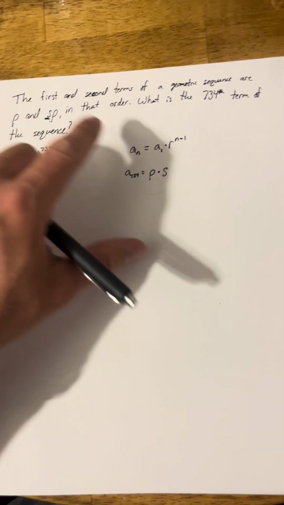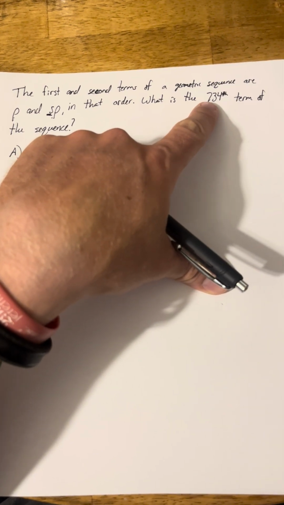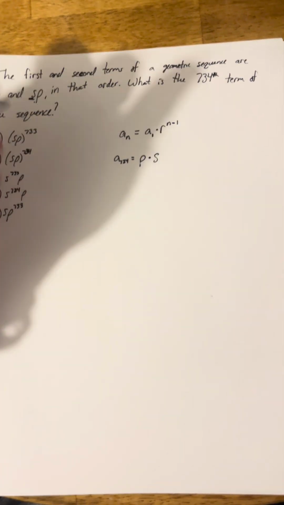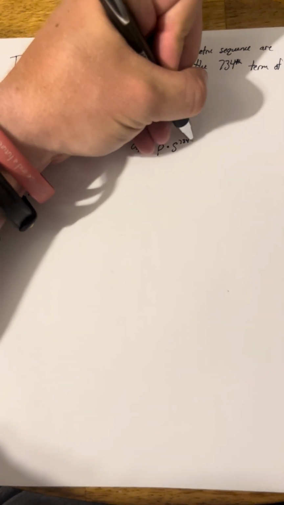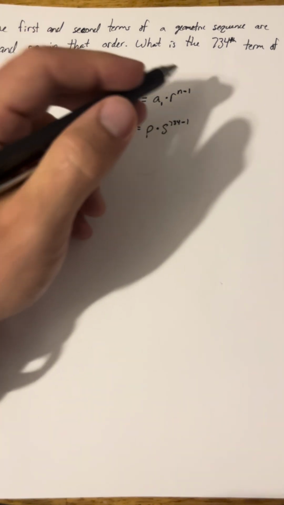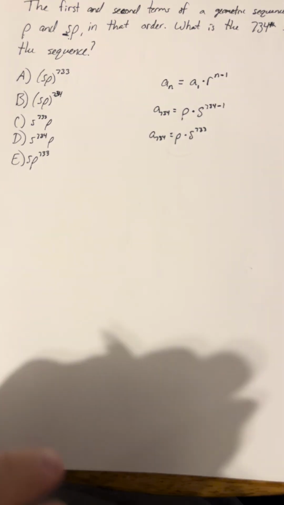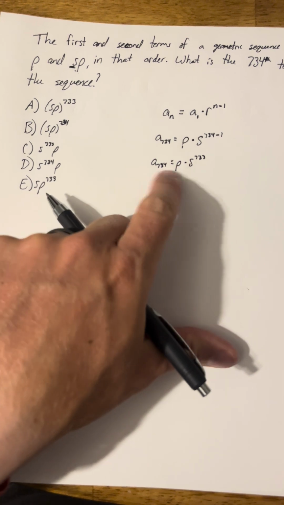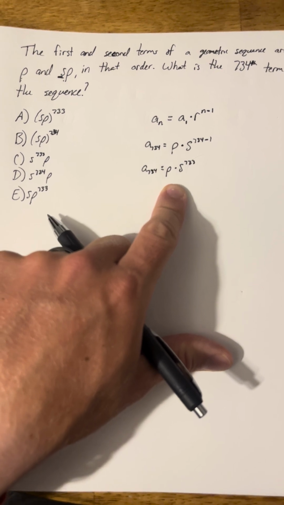And then up here, our exponent, n minus 1. n, again, is whatever term you're trying to find. We're trying to find the 734th term, so we're going to put 734 in for n, and then subtract 1. Okay, so now when we simplify this exponent, we get a_734 equals P times S to the 733. Okay, so that is your solution, because that's as far as we can simplify it.